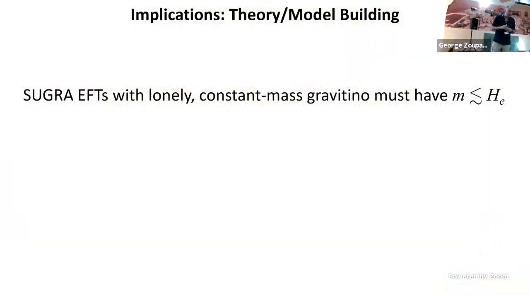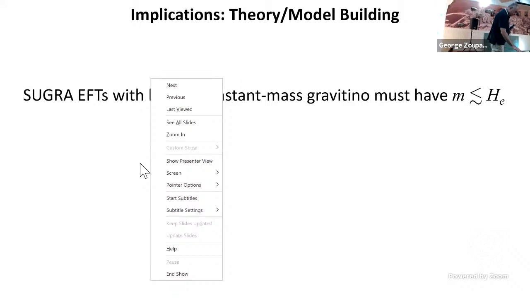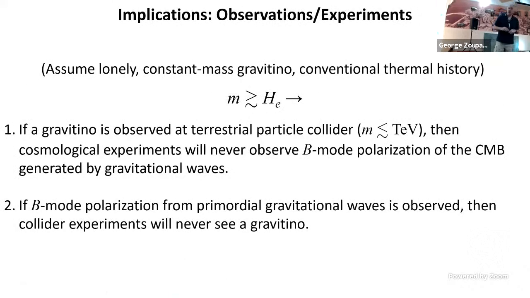Another way of saying it is that supergravity EFTs with locally constant mass gravitinos must have the mass smaller than the expansion rate. I have that backwards, must have the mass larger than H_E. So there are implications for observations and experiment. If you assume a locally constant mass gravitino in conventional thermal history, the mass must be larger than H_E.